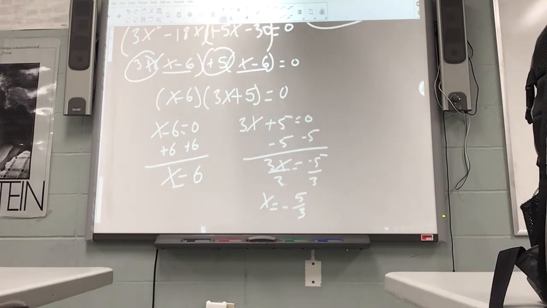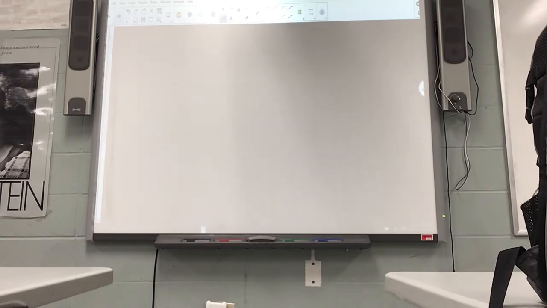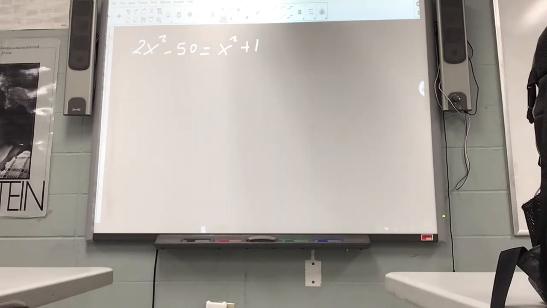Alright, let's look at something a little bit different. Still solving by factoring: 2x squared minus 50 equals x squared plus 1. When we started this a few minutes ago, I said you've got to be set equal to what? 0. And neither side's got a 0 on it right now, so we've got to move stuff around.